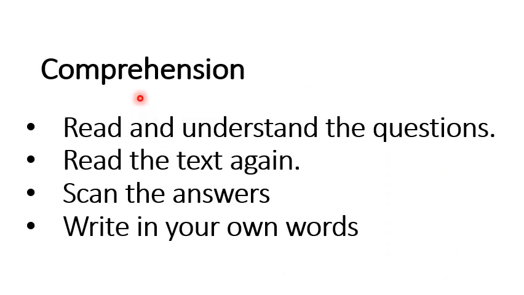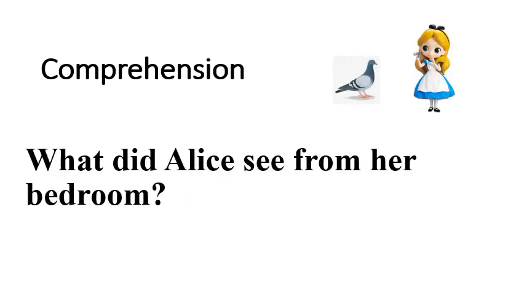Comprehension. Read and understand the questions first. Read the text again, scan the answers from the text, and write the answers in your own words. Let's solve the comprehension now. And question number 1 is, what did Alice see from her bedroom? It's a direct question. You can find the answer straightforward in the text.